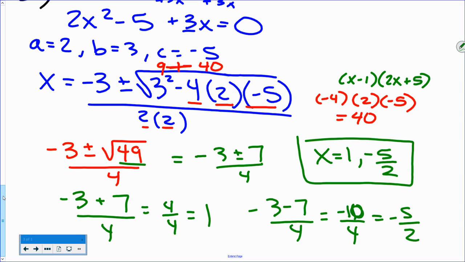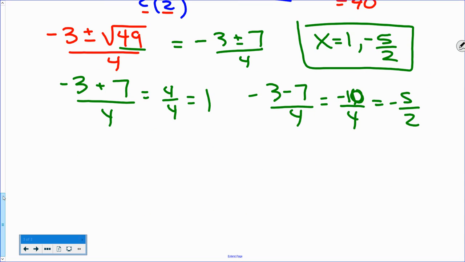Okay. All right, I want to look at one more where we solve with the quadratic formula because this answer also will be a little bit different. It's number 3. So 2x times x minus 1 equals 3.